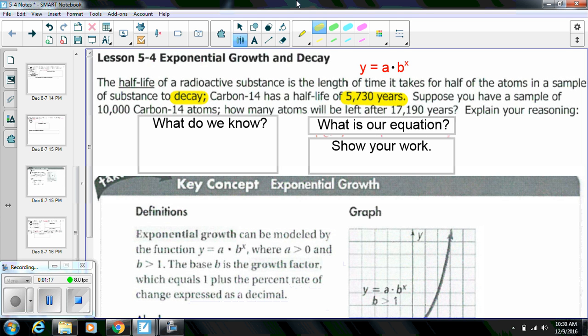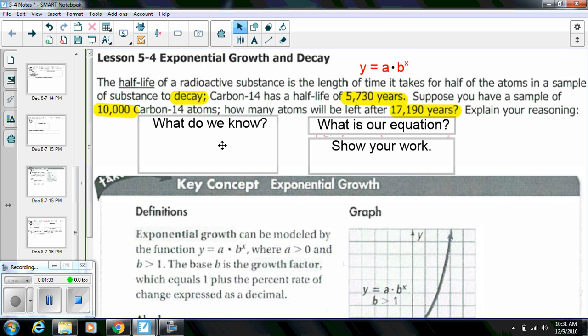Suppose you have a sample of 10,000, so we're starting with 10,000 carbon-14 atoms. How many atoms will be left after 17,190 years? Explain your reasoning. Well, let's look at this.